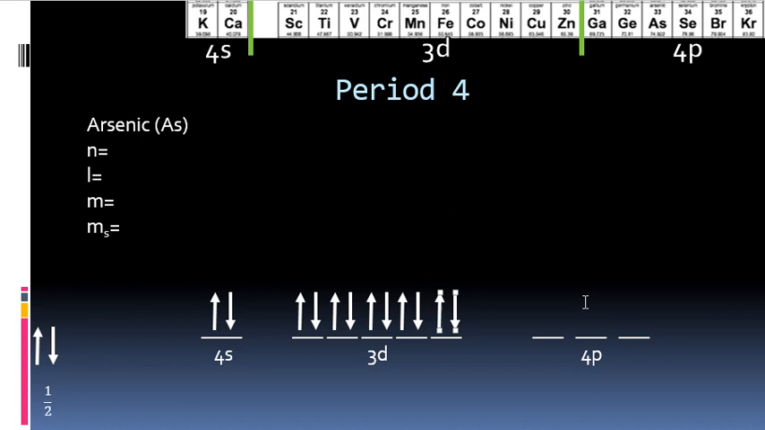Which means that basically the 4s and the 3d shells are completely filled. Now, since arsenic is 3 elements into the p block, that means that we have 3 p electrons to work with. And there are 3 subshells. Therefore, each subshell is going to get its own unpaired electron.